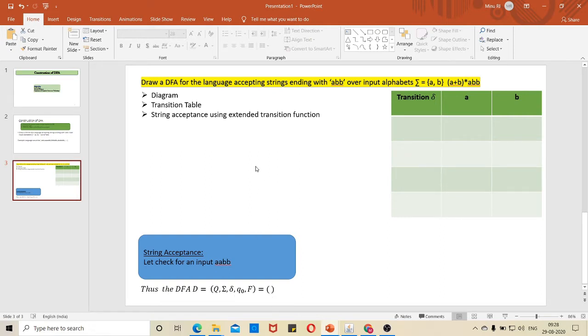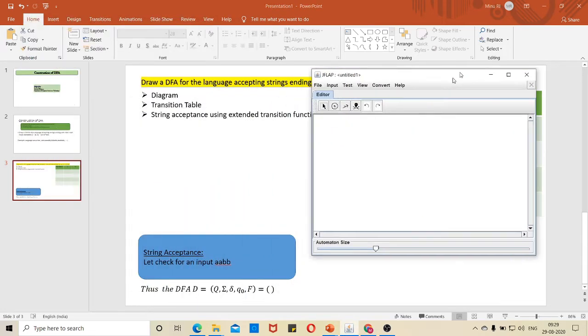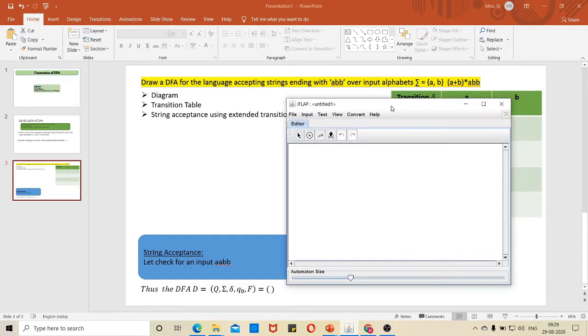So, first let me teach you how to draw the DFA. For this I am using the JFLAP tool. So, here is the JFLAP tool. Our problem is that the string will end with ABB. So, surely ABB will be one of our input strings. So, let me put three states for A, B, B.